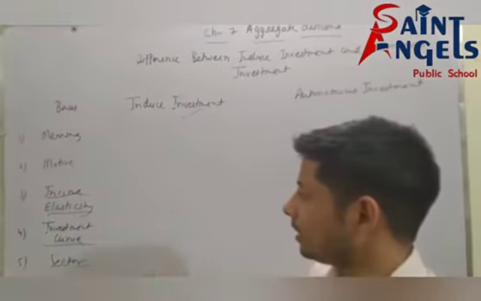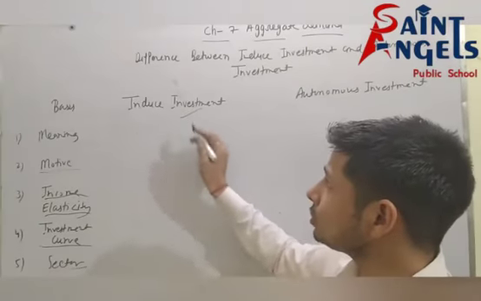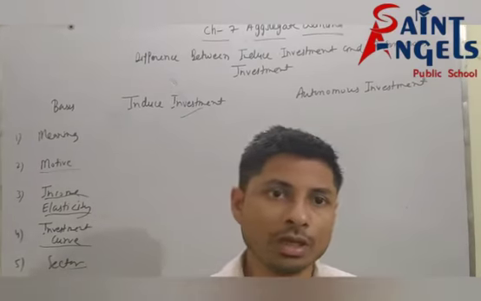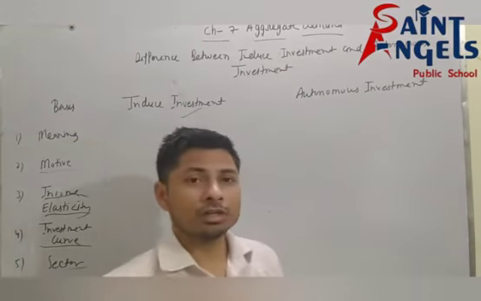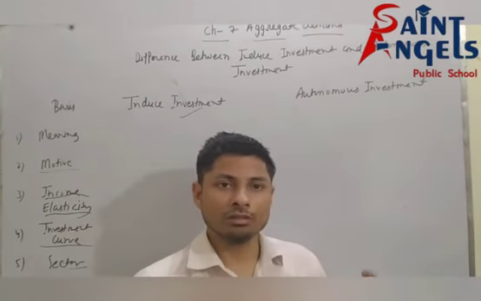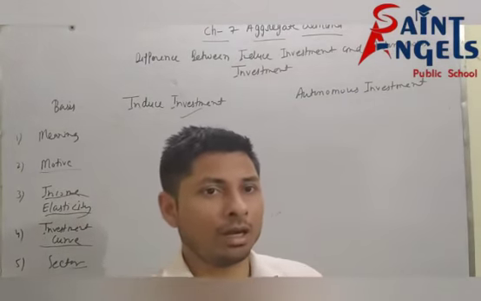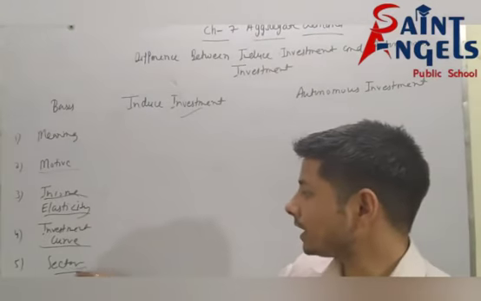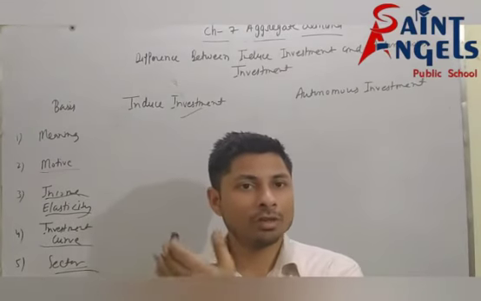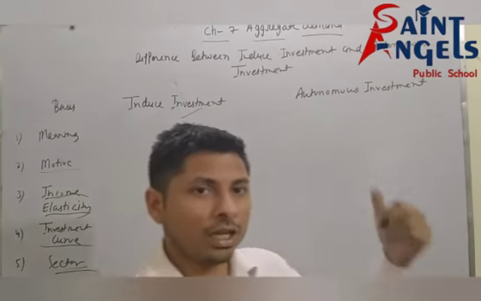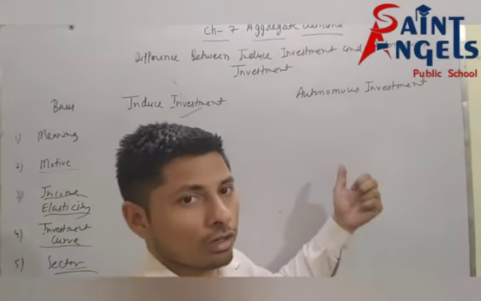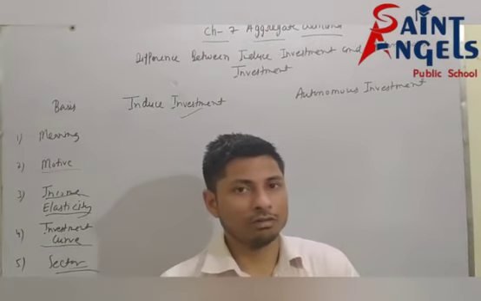See, investment curve. Induced investment curve is upward sloping, but autonomous investment curve is a horizontal straight line parallel to the x-axis. Now sector. Induced investment is generally done by the private sector, and autonomous investment is generally done by the government sector, because autonomous investment depends on the social welfare.